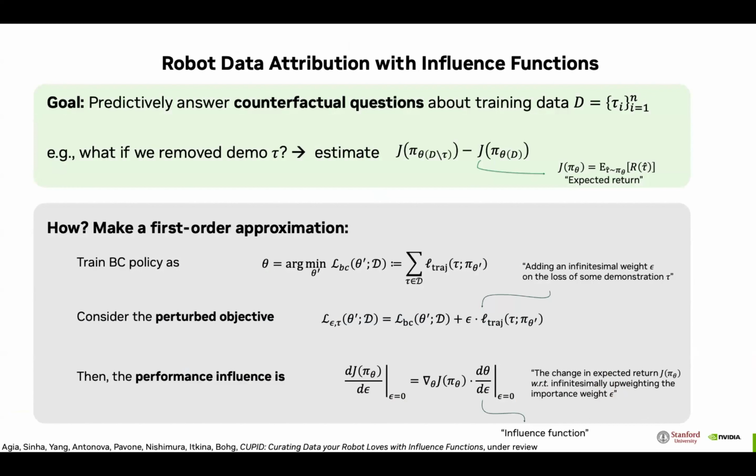To do so, we perform data attribution using influence functions, which effectively compute a first-order sensitivity around reweighting a training sample. Specifically, we consider adding an infinitesimal epsilon on the loss of some training demonstration. So we consider a perturbed objective where, to our standard behavioral cloning objective, we upweight one training sample through epsilon. Then we want to compute the influence of that sample on the policy performance.